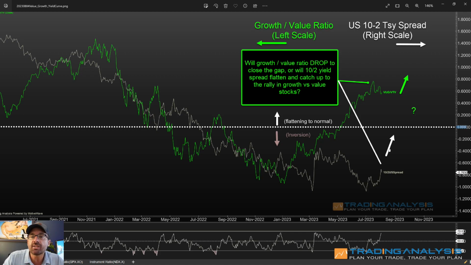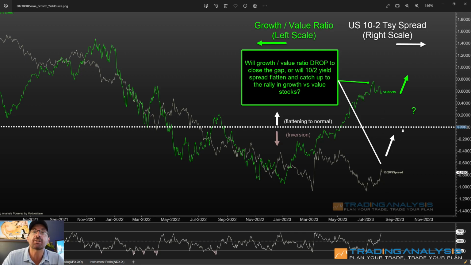So what is going to happen here? Is the growth value ratio going to stay elevated and continue higher? And is that going to encourage the yield curve to continue to flatten? Or will the yield curve continue to stay inverted, head back down, and pull the value trade ahead of growth, with growth selling off relative to value? That's the question on the table right now.